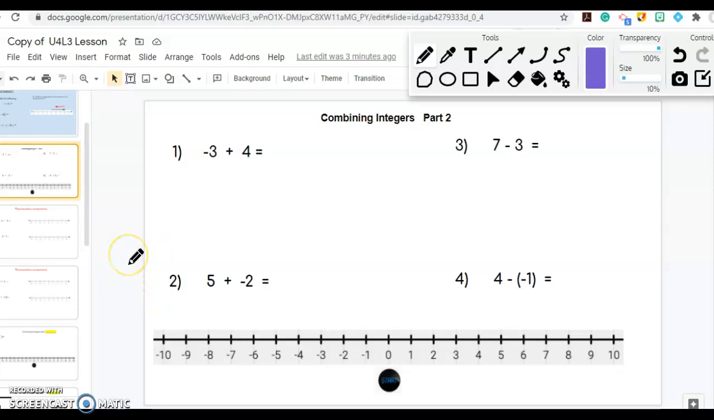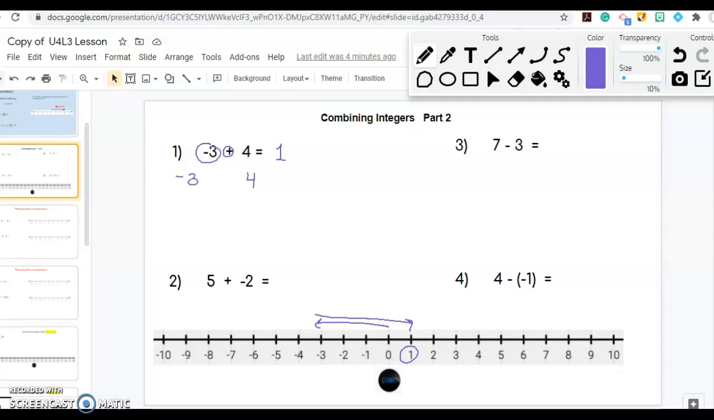Let's review. When we look at number 1, we would separate -3 plus 4 into two different moves. So we would have a -3 followed by a +4. So on the number line, we're starting at 0, going in the negative direction 3, followed by a move in the positive direction 4, and we end up at 1.